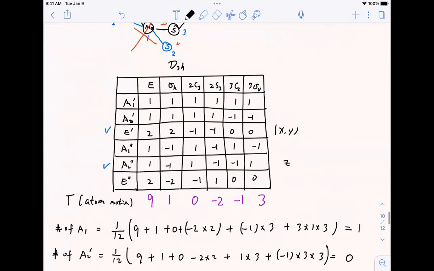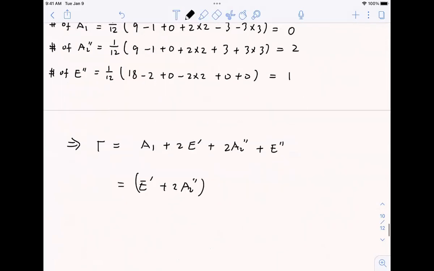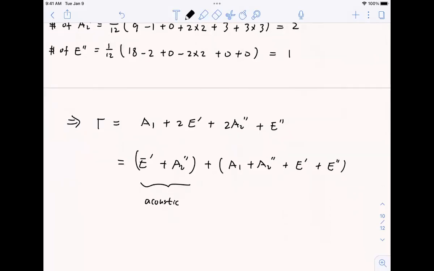Not E prime, A2 prime, not 2, just 1. And all the rest will be A1 plus A2 plus E prime and E double prime. So these are acoustic modes. These are optical phonon modes.